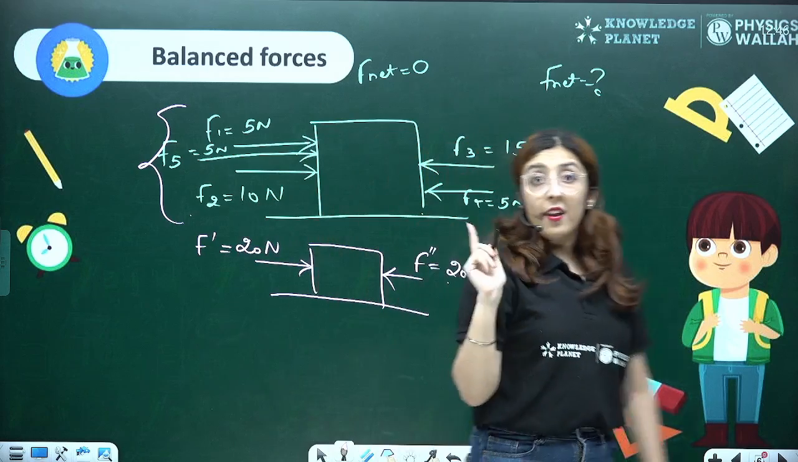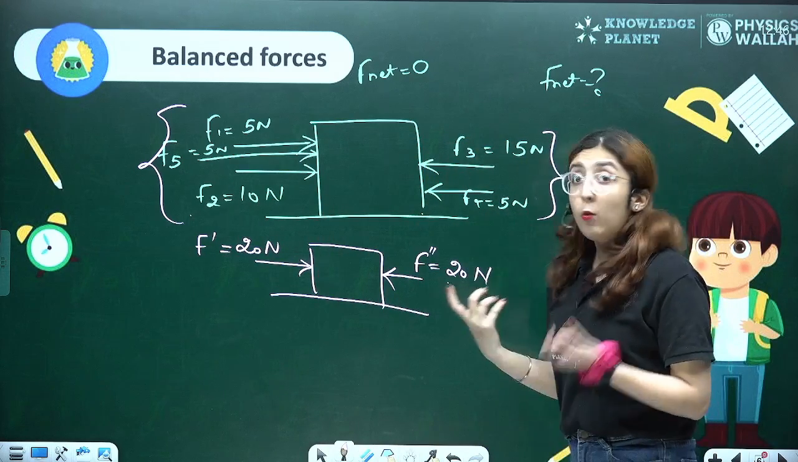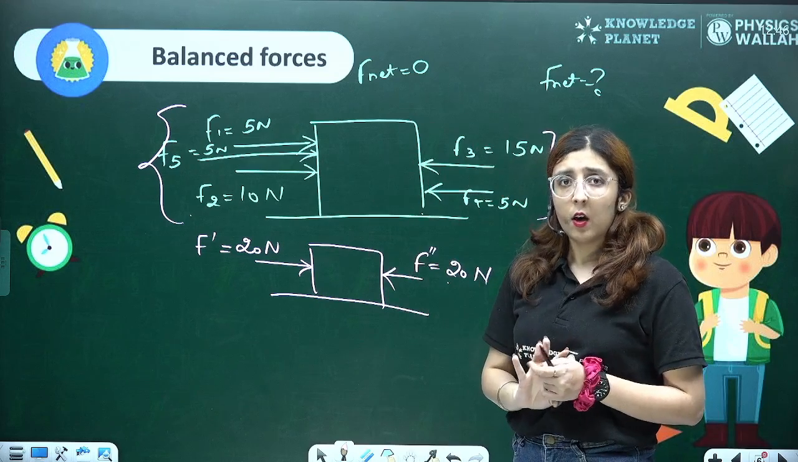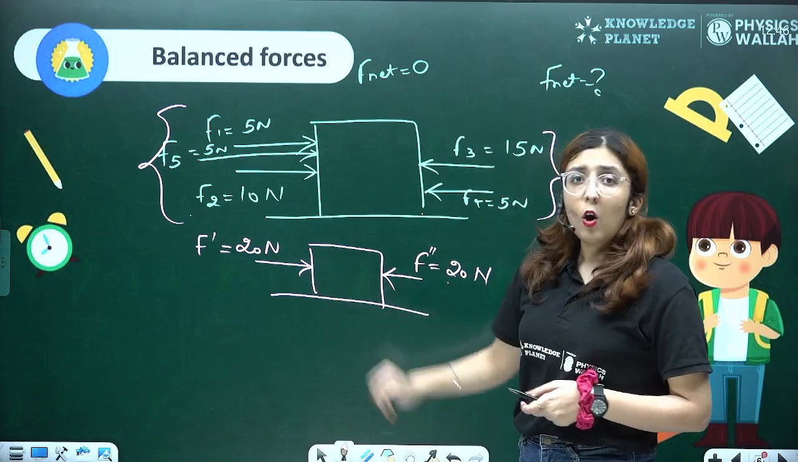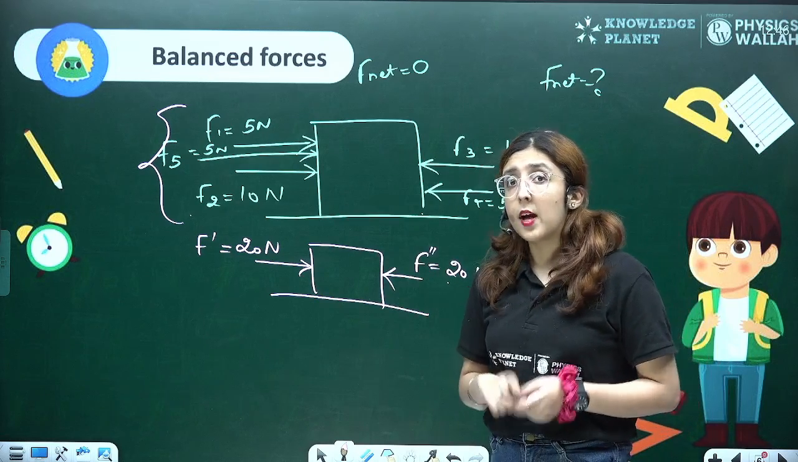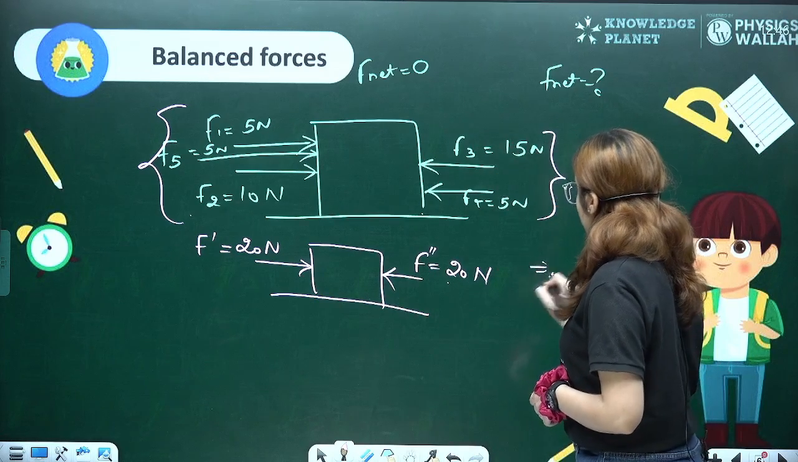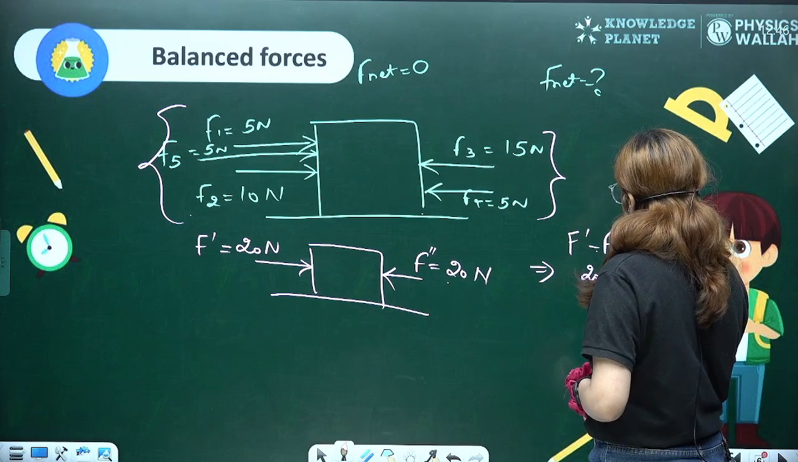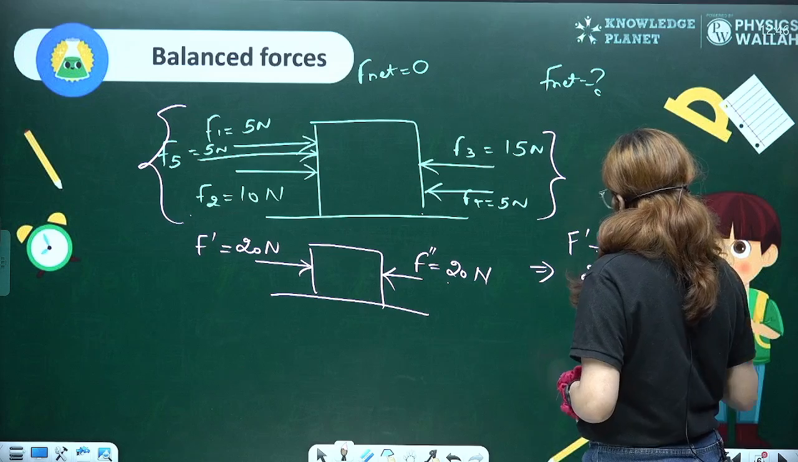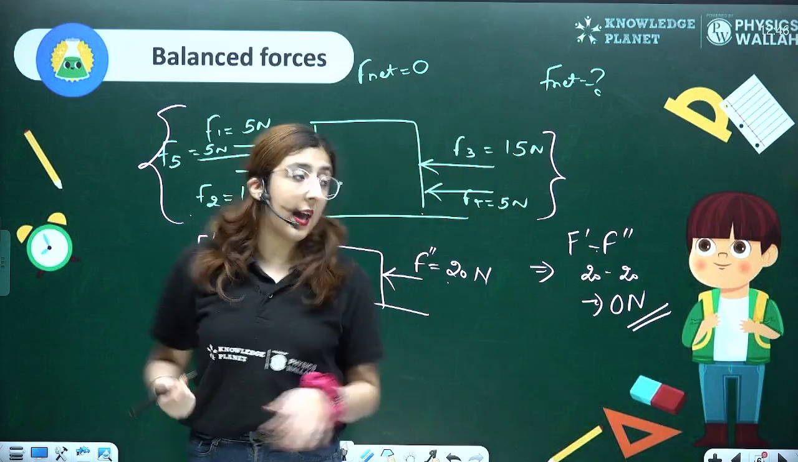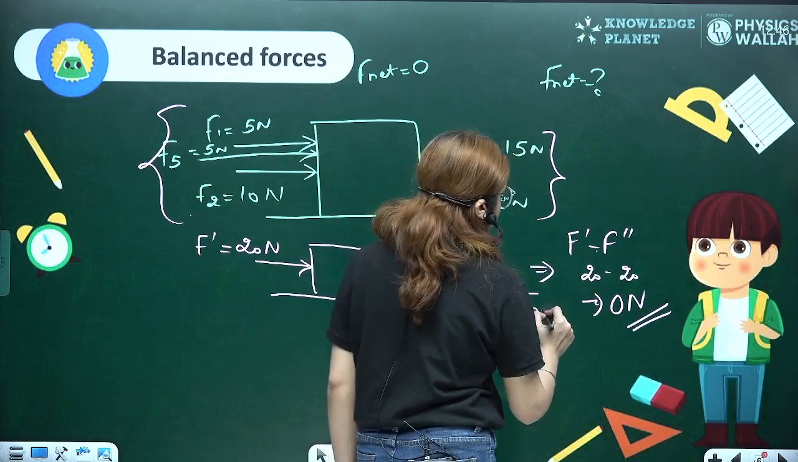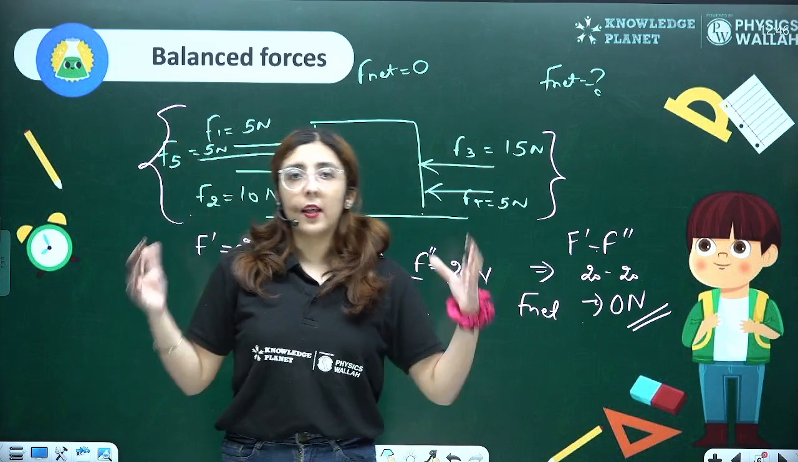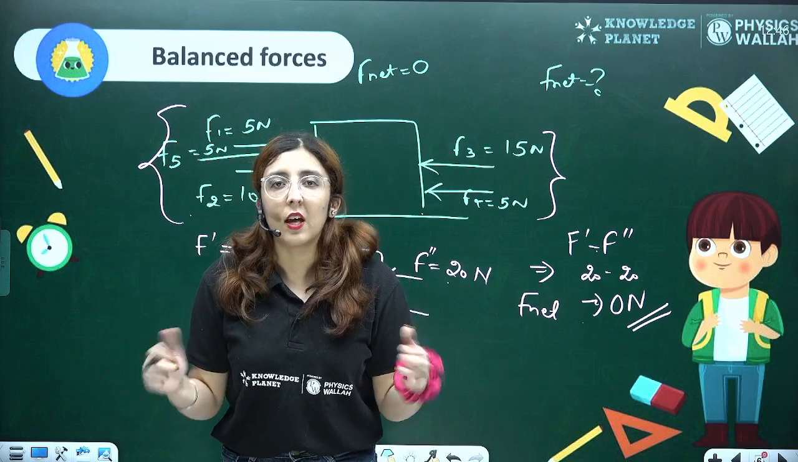Now, I want F net, I want the resultant. I'm not concerned with the amount of the individual forces. Now forces are in the opposite direction. As forces are in the opposite direction, of course, I will subtract them. 20 minus 20, 0 Newton. Your F net is nothing but 0 Newton. As F net is 0 Newton, what are you going to say? Yes, the forces are balanced in nature.